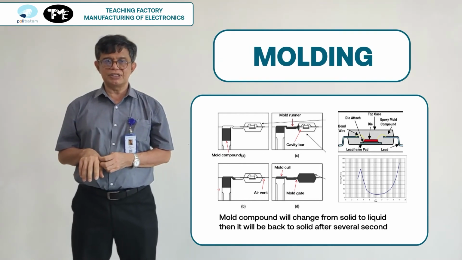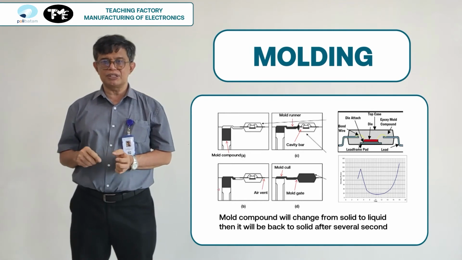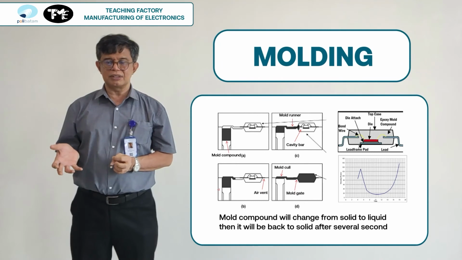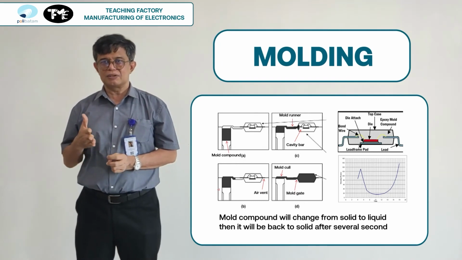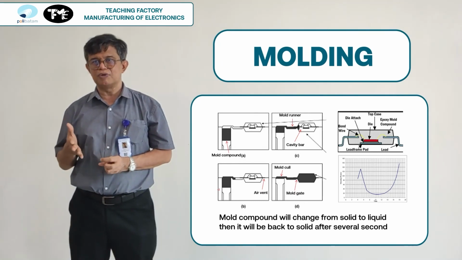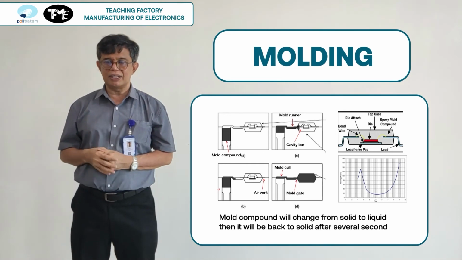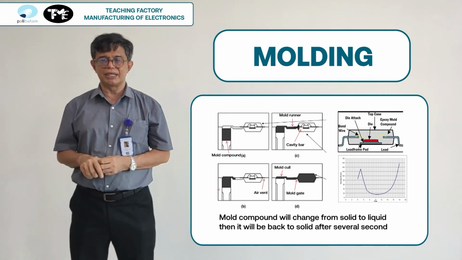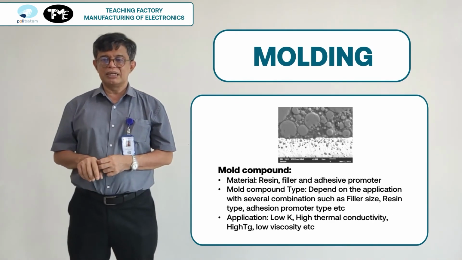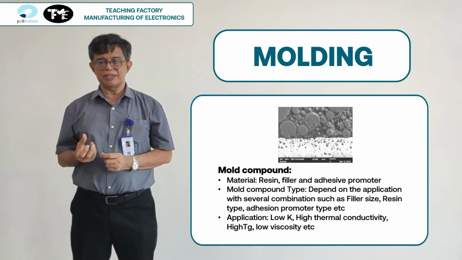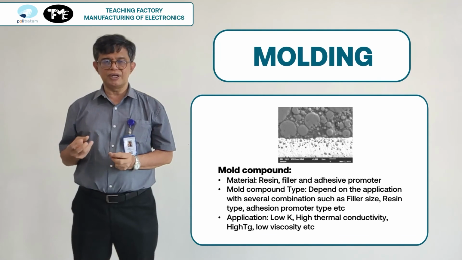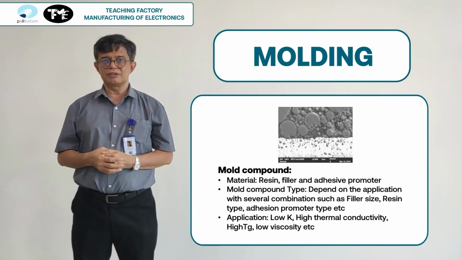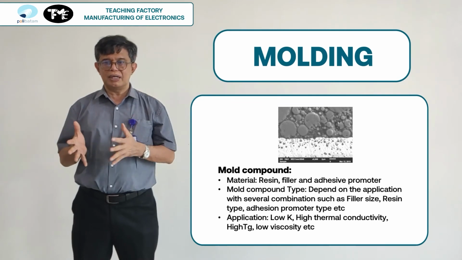That's why, if you look, there is also a viscosity curve for the mold compound. It depends on the mold compound. So what is the viscosity of the mold compound? We have to make sure that it follows the mold compound data sheet. The mold compound consists of the resin material, and also there is a filler and an adhesion promoter.